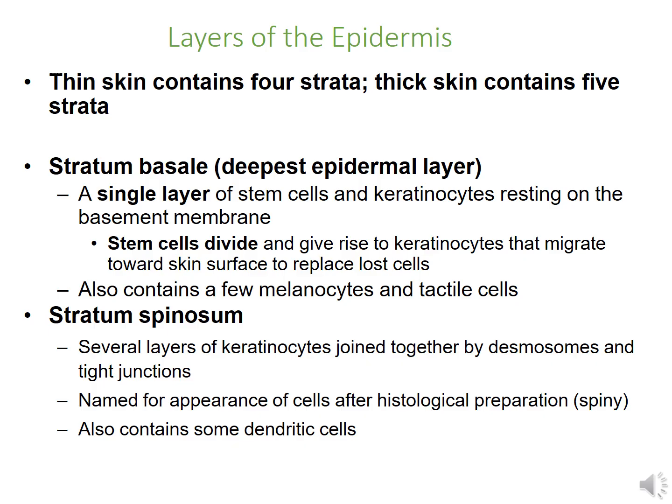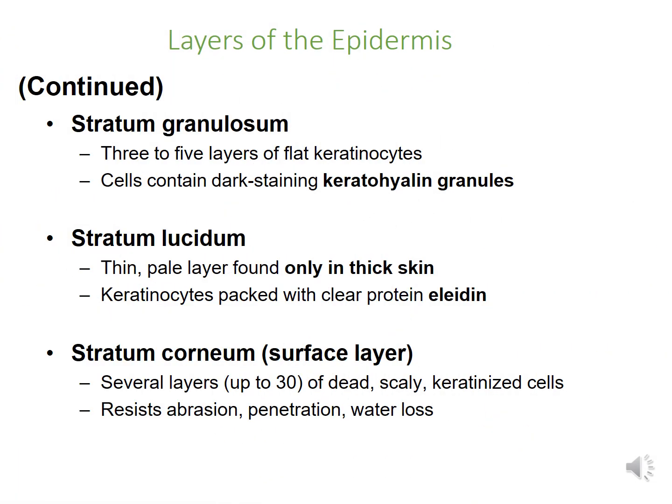Stratum spinosum has several layers of keratinocytes joined together by desmosomes and tight junctions, named for the appearance of the cells after histological preparation. It also contains some dendritic cells. Layers of the epidermis, continued. Stratum granulosum has three to five layers of flat keratinocytes. Cells contain dark-staining keratohyalin granules.